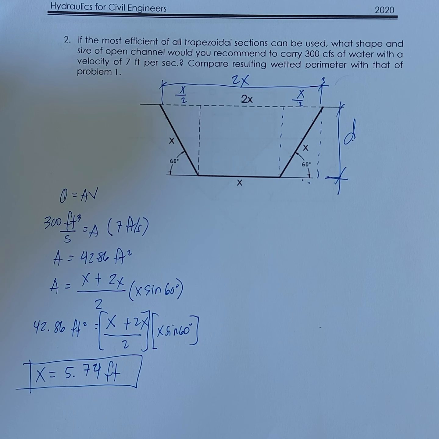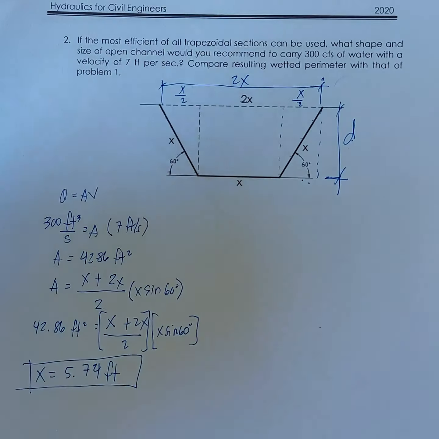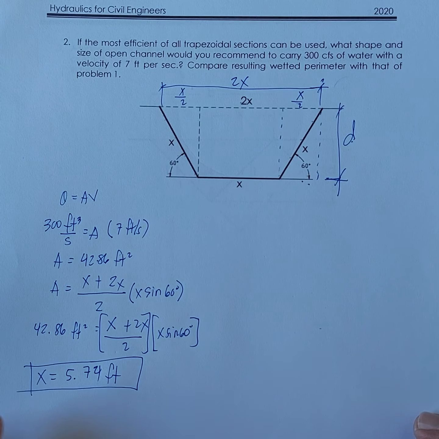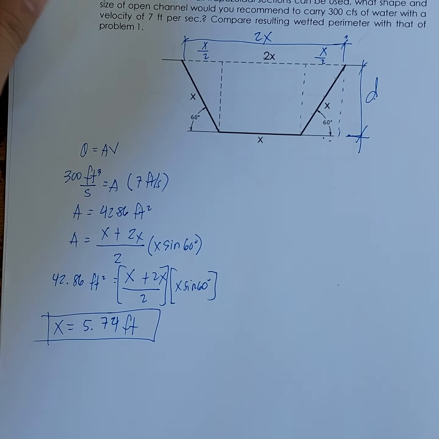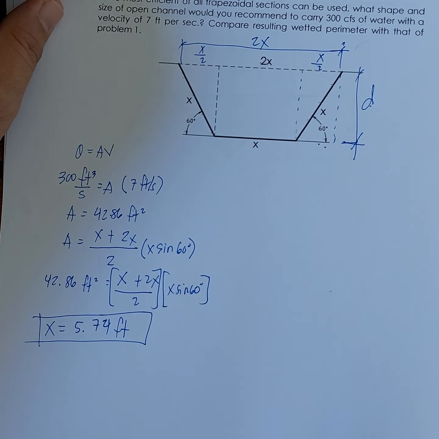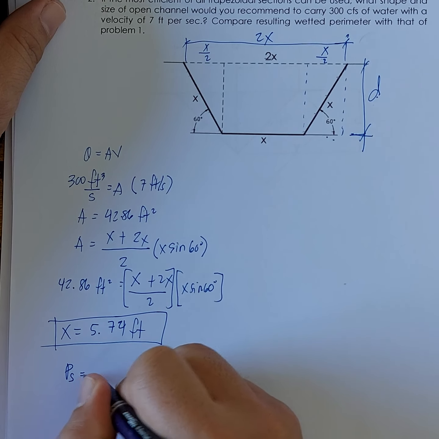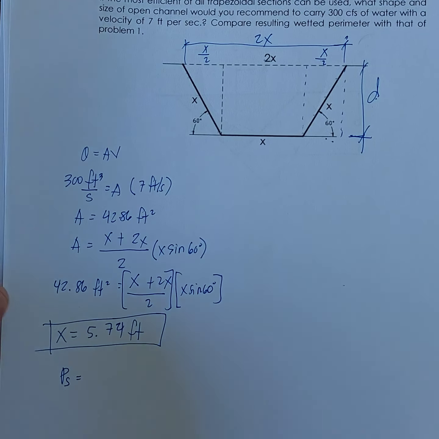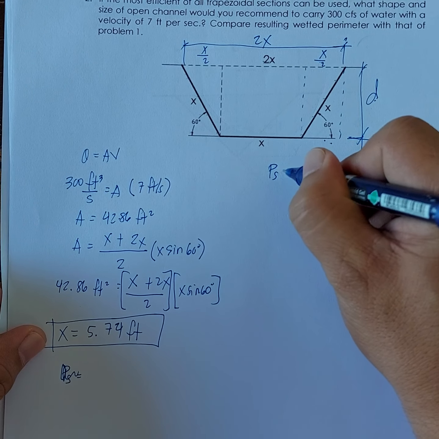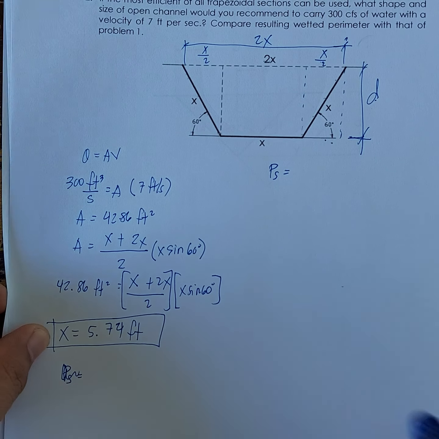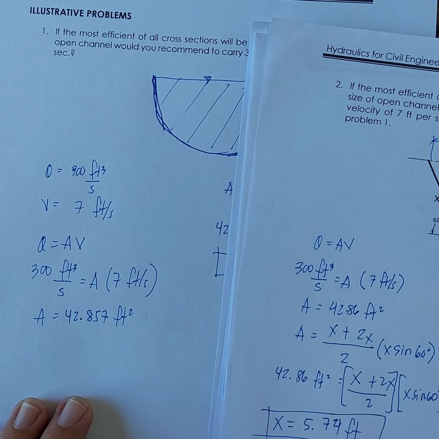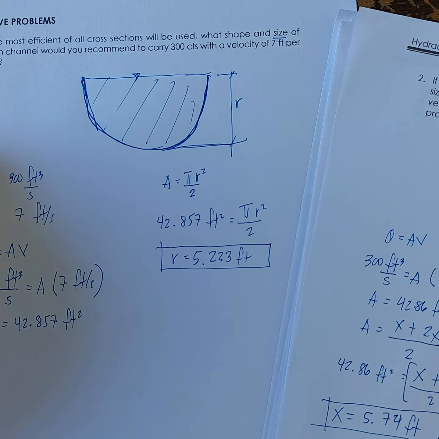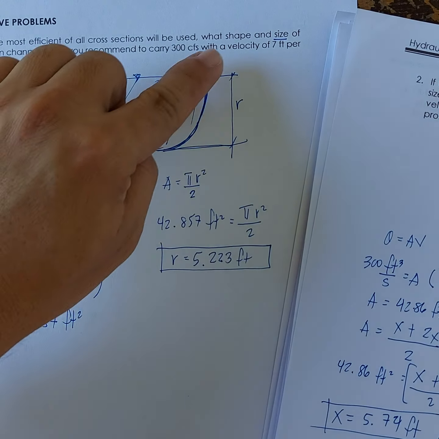Next, we are to compare also. Compare natin yung wetted perimeter ng number 2 sa wetted perimeter sa number 1. So first, we need to solve for the wetted perimeter of the semicircle. Let's say PS, yung wetted perimeter ng semicircle. Take note, ano yung radius kanina? The radius is 5.223. So we are to solve for this perimeter.